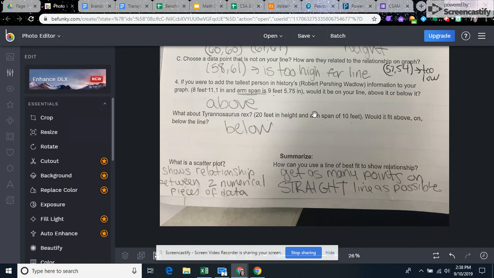So to summarize here, what is a scatter plot? It shows the relationship between two numerical pieces of data. And how can you use the line of best fit to show the relationship? Get as many points on the straight line as possible. Notice a lot of people when we're making scatter plots didn't use a straight line of best fit. But for it to be a line of best fit, it has to be straight.